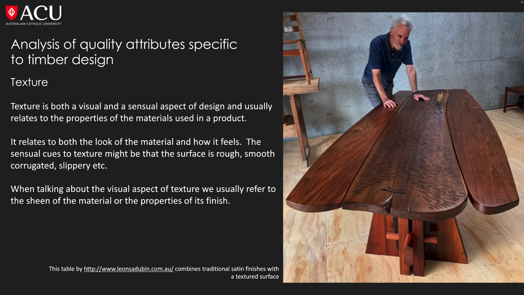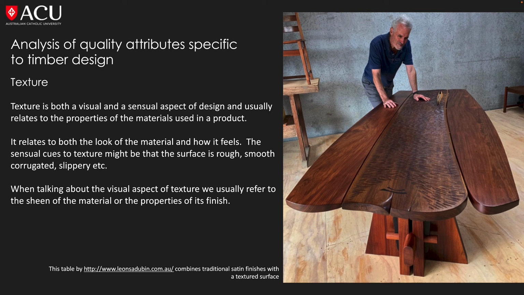Let's talk about texture. And just as an aside, textured surfaces in timber design are going through a bit of a renaissance at the moment. You can see lots of different examples, and we're going to look at some here. So texture is both a visual and essential aspect of a design and usually relates to the properties of the materials used in the product. So it relates to both the look of the material, but also how it feels. The essential cues to texture might be that the surface is rough, it might be smooth, could be corrugated, slippery, etc.